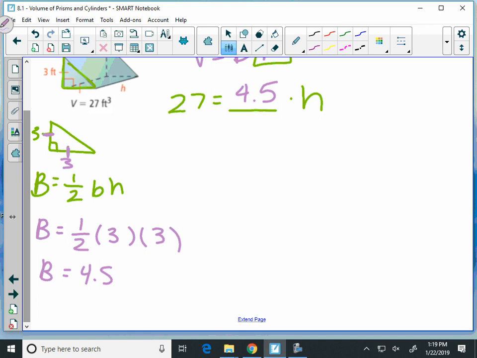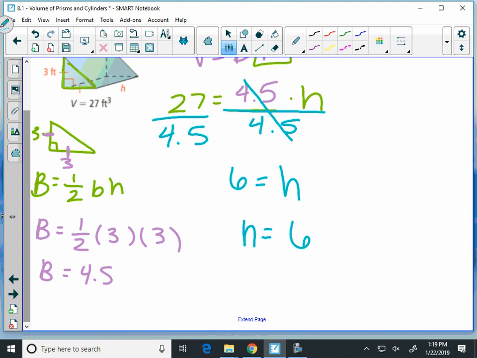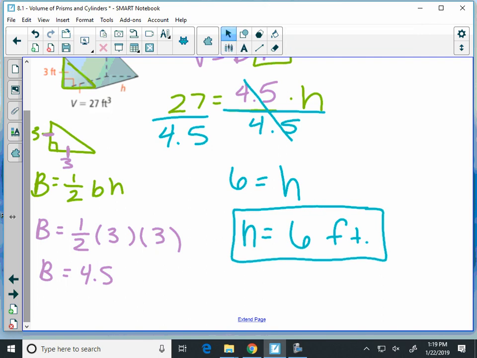We're trying to get h by itself, so what do we need to do to get h by itself? Divide. We're going to divide both sides by 4.5. So we get h is equal to, what's 27 divided by 4.5? 6. How would we label that? 6 what? 6 feet. And it's just feet because it's just a dimension. So length doesn't have a square or a cube or anything on it. It's just whatever the dimensions are.